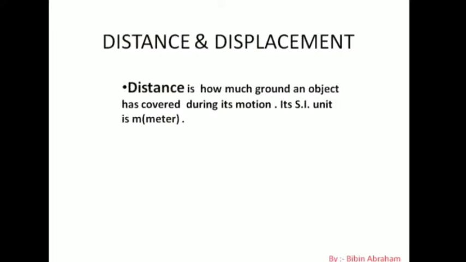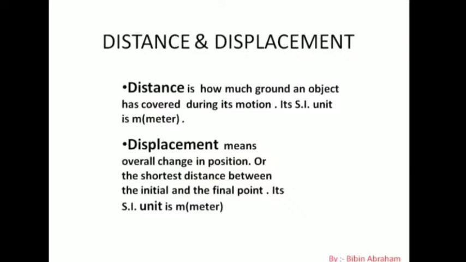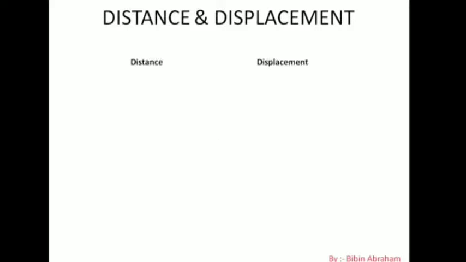Distance is a scalar quantity. Scalar quantity means which only has magnitude, which only has value. Displacement has value as well as direction. That's why it is a vector quantity. I hope this is clear. Displacement means final position minus initial position. So let me try to make a difference between distance and displacement. Distance means the total length you have traveled. On the other hand, displacement means the shortest distance between any two points, right?